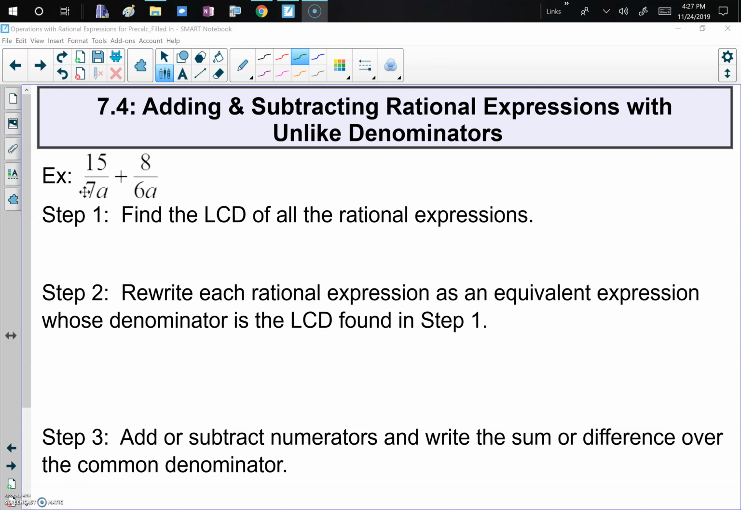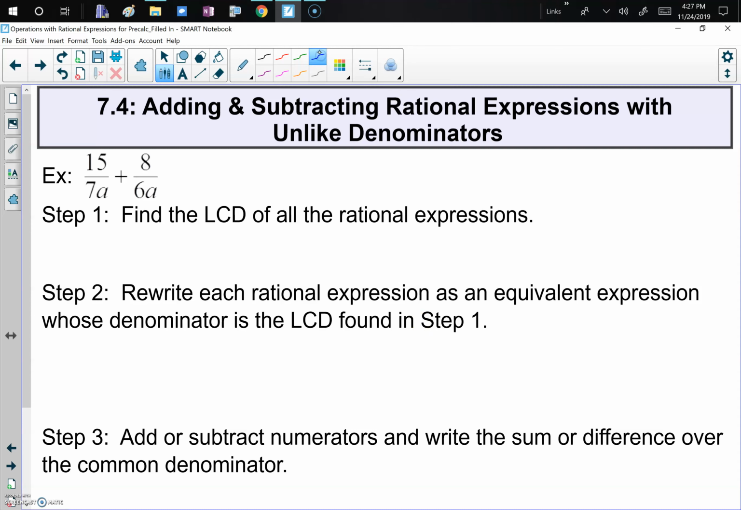Well, step one is we need to find what we call the LCD, the least common denominator, of each of our fractional or rational expressions. And then we need to make sure that we rewrite those rational expressions so that they have an equivalent denominator for the least common denominator that we found in step one.